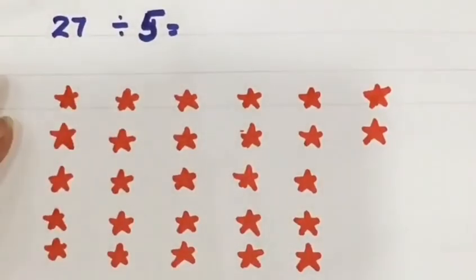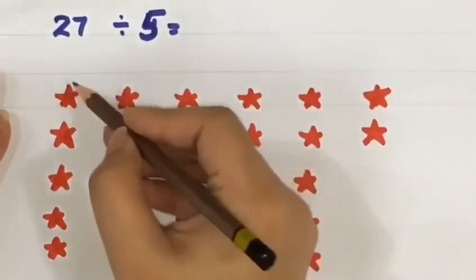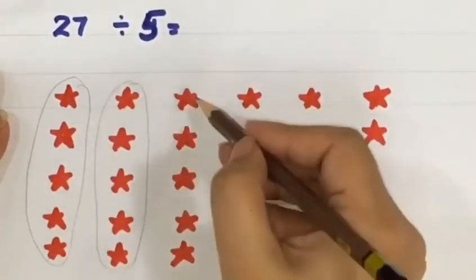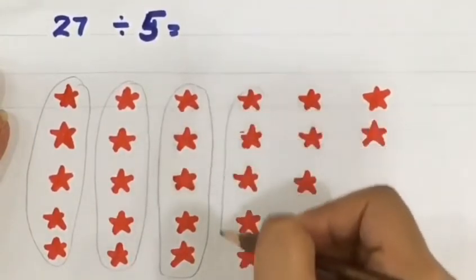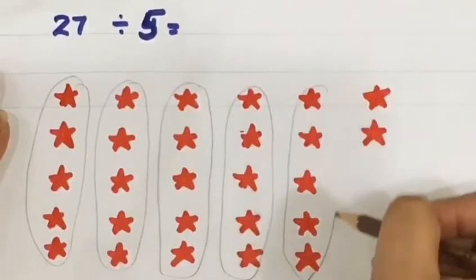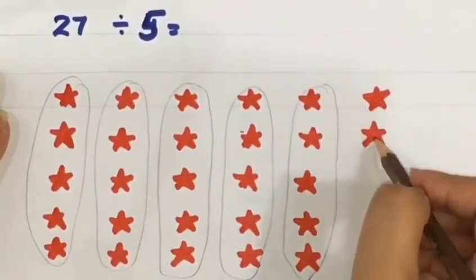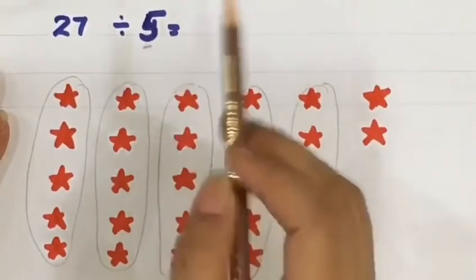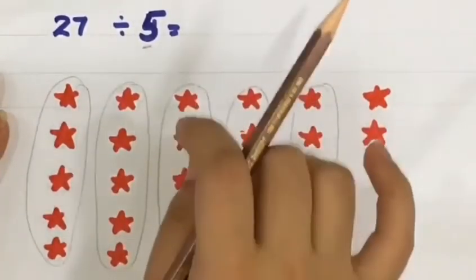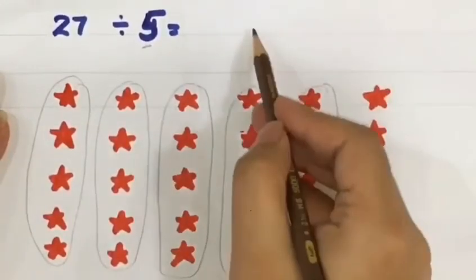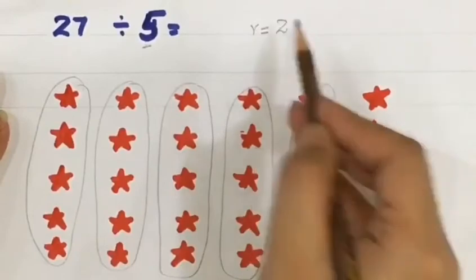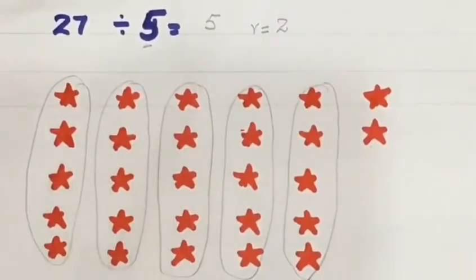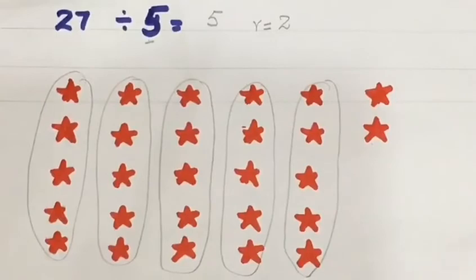Now 27 divided by 5, that means I have to make groups of 5. This is group 1, this is group 2, because 1, 2, 3, 4, 5, and group 3, group 4, group 5. So what is left? Only 2 stars are left, and I cannot make a group of 2 stars because this number here tells me how many items or how many objects should be in one group. So 2 will be left and it will be denoted as the remainder. So I have 5 groups, and in each group I have properly put 5 stars and the remainder is 2.